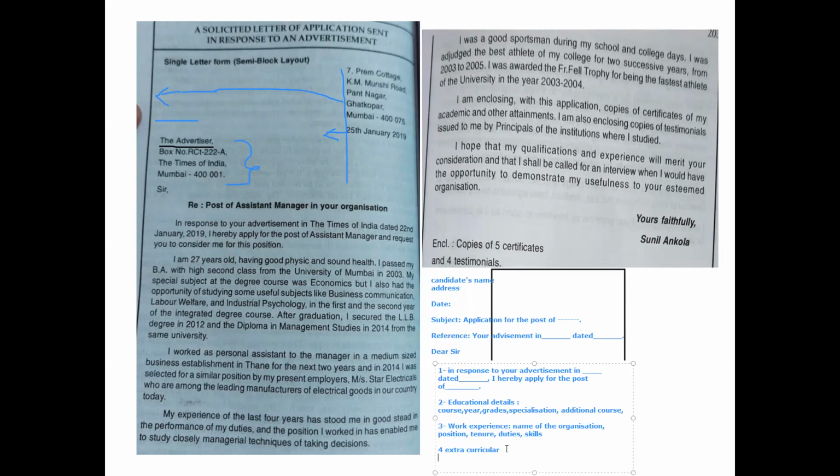Next, the 5th paragraph you can write as it is. I am enclosing with this application copies of certificates of my academic and other attainments. That is enough. Okay. Next, I hope that my qualifications and experience will merit your consideration. After this, avoid this.